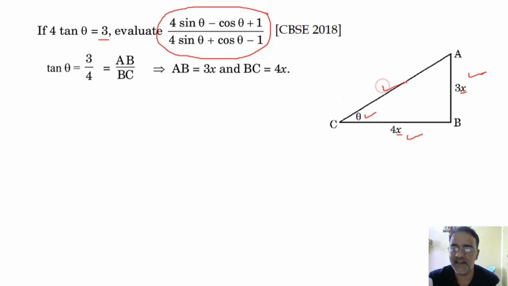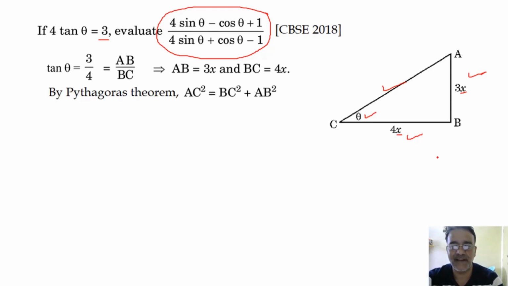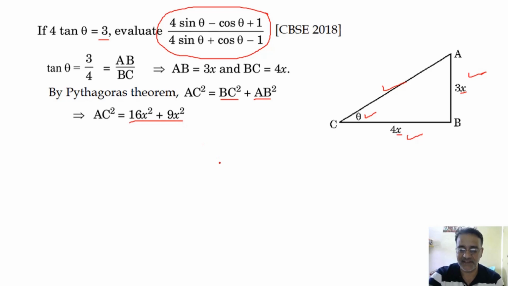Now we need to find AC by using Pythagoras theorem. So AC square is equal to AB square plus BC square. Substitute the value of BC and AB. 4x, 3x, right? So 16x square plus 9x square, 25x square. So what is the value of AC? 5x.